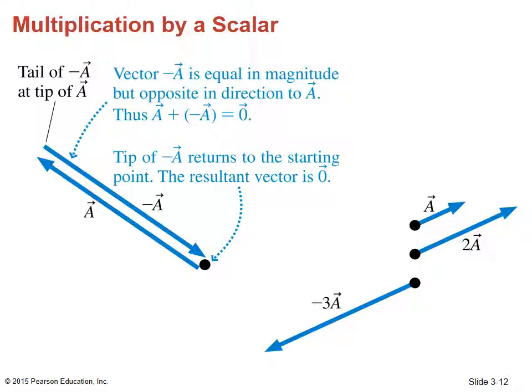A vector cannot have a negative magnitude. If we multiply a vector by a negative number, we reverse its direction. Multiplying a vector by -1 reverses its direction without changing its length or its magnitude.